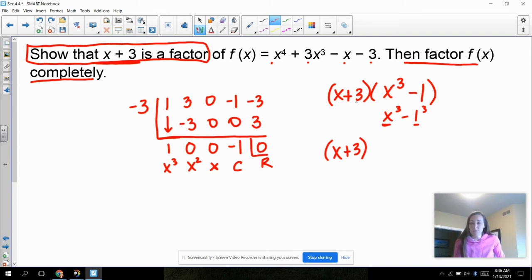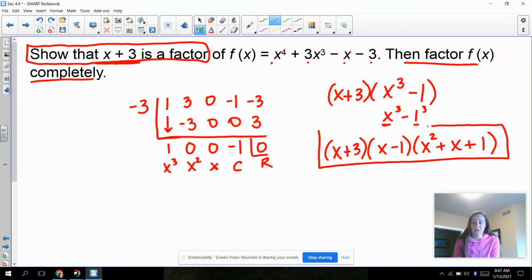So this is going to be your fully factored polynomial. I know that x plus 3 is a factor because they started me with that. Then I'm going to use the pattern here, which is going to say A minus B times A squared plus A times B plus B squared. And remember, as soon as you use the pattern, you can never reduce again. So that is your fully factored polynomial.